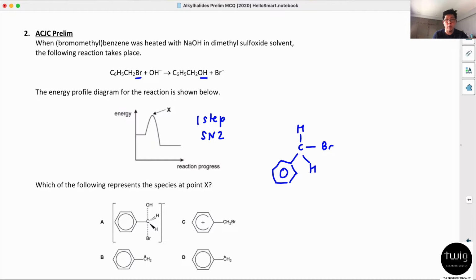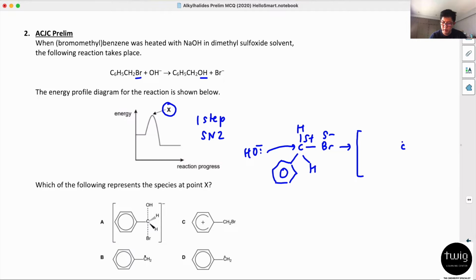So what is point X? Which of the following represents the species at point X? Point X is actually the transition state. So it works something like this: Br delta minus, C delta plus, the polar bond. The OH minus is a nucleophile, it'll attack the carbon, and it'll form this transition state.